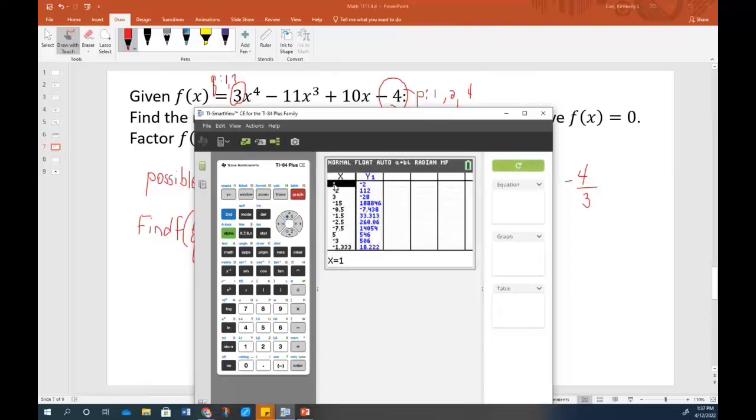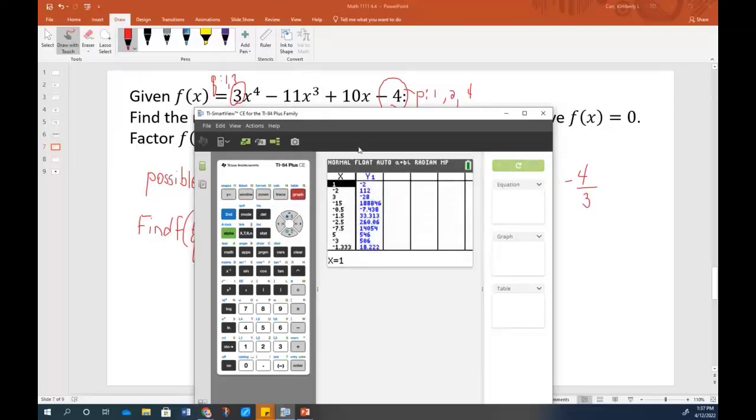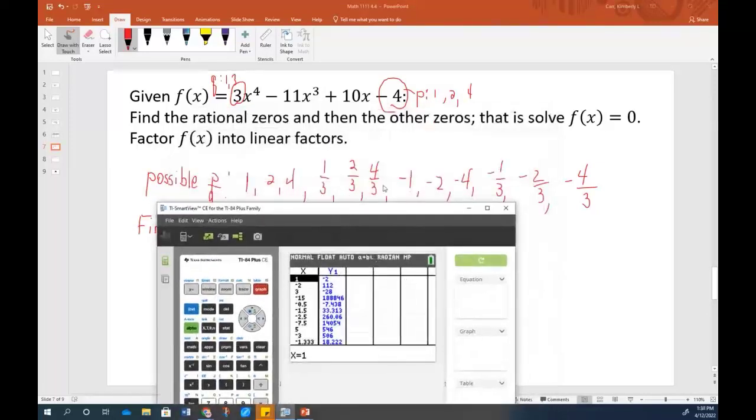Now, I think we've talked about this enough times. If you already have a list here and you can type over it, just keep typing over them. It doesn't really clear them out. If it won't let you type, then you need to go to your table set right here and make sure that your independent is set on ask. That's the key right here. But now, what this is showing me is what it equals when I plug numbers in. So I'm going to start typing these P numbers in and looking for anything that makes it equal 0.